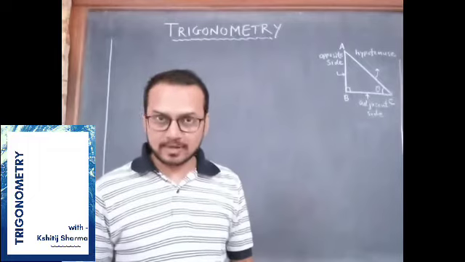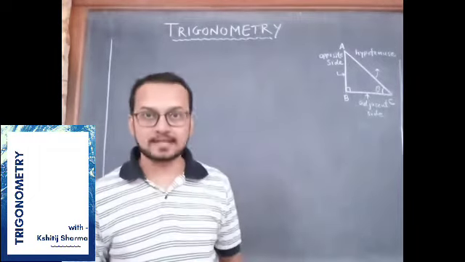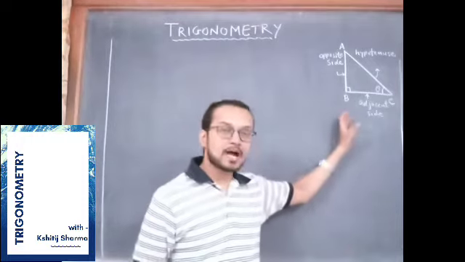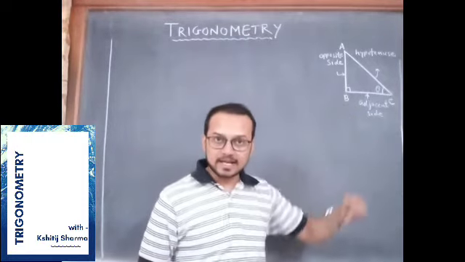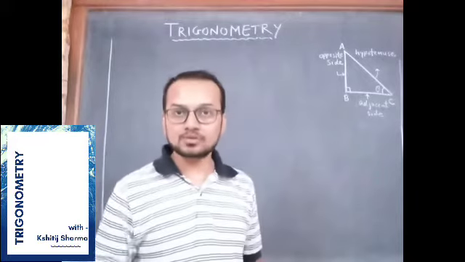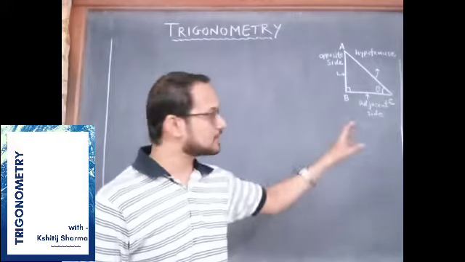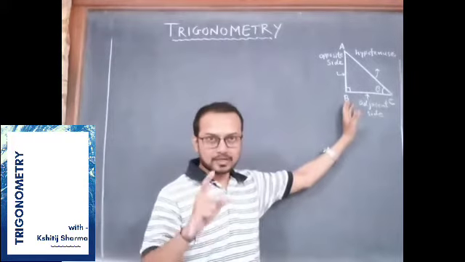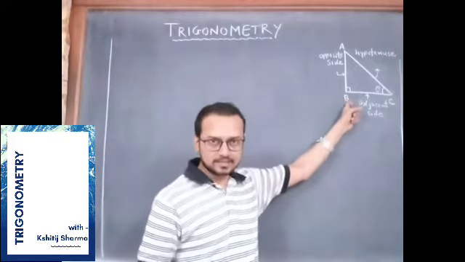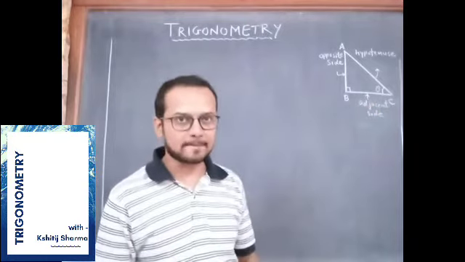To study trigonometry, first of all we have to consider one angle as a reference angle. Here in this diagram I have considered angle C as the reference angle and I have denoted this angle as theta. As you know, theta is a Greek alphabet and we can use it to denote an angle. So in this triangle, angle B is right angle, and angle C is considered to be the reference angle theta.